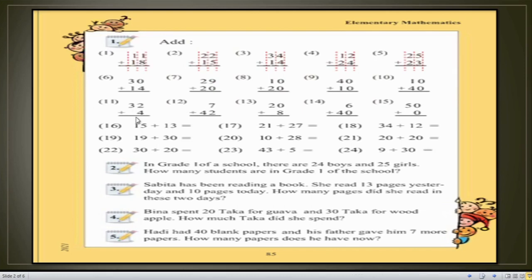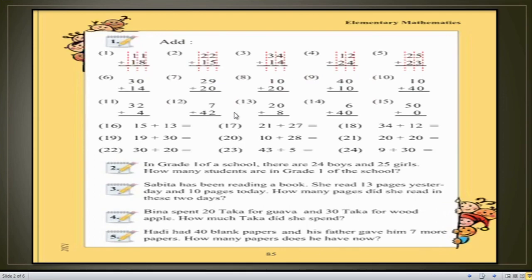And then if we see question number 12, we can see that 7 plus 42. On our right hand side there has a 7 plus 2. So 7 plus 2 is equal to 9, and on left hand side there has just a 4, but in the upper row we cannot see anything, so there will be just 4 on our left hand side. So the answer of question number 12 will be 49.